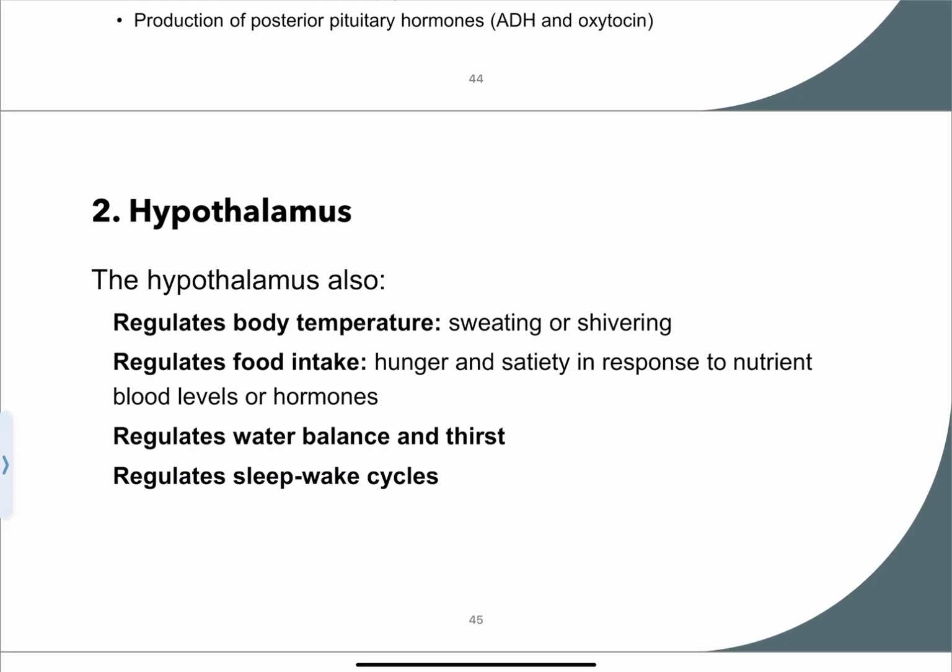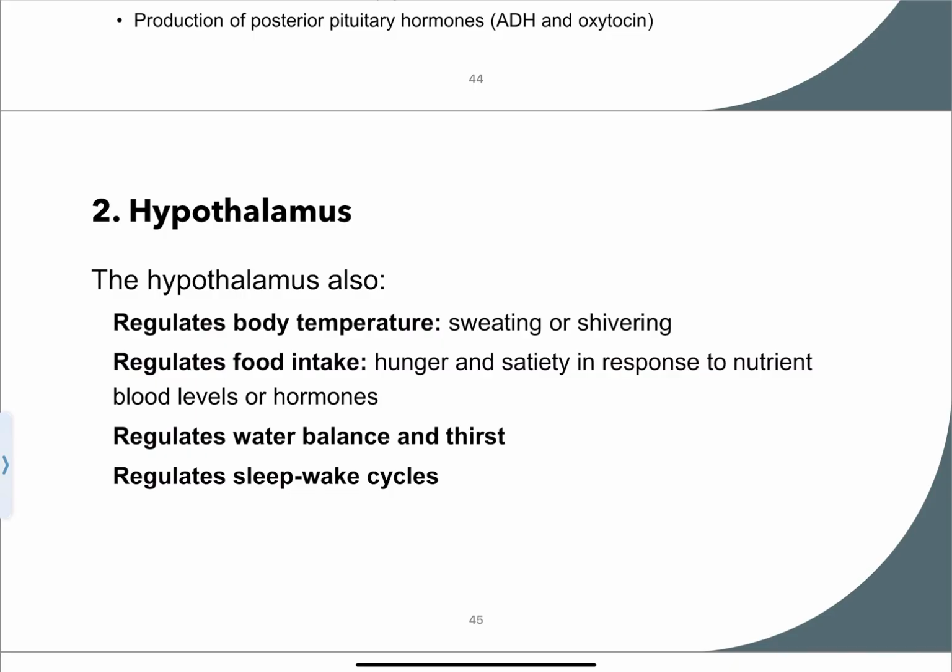Other functions of the hypothalamus, again, we're talking about maintaining our body homeostasis. So it's going to help regulate our body temperature. It acts kind of like our body's thermostat. For example, our hypothalamus will initiate us to sweat if we're in a hot environment, or to shiver if we're in a cold environment, in order for us to maintain our relatively constant body temperature.